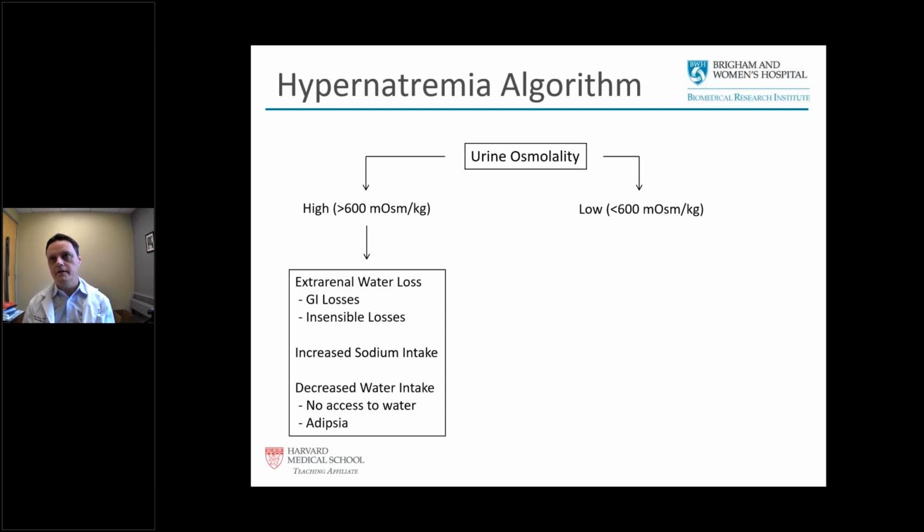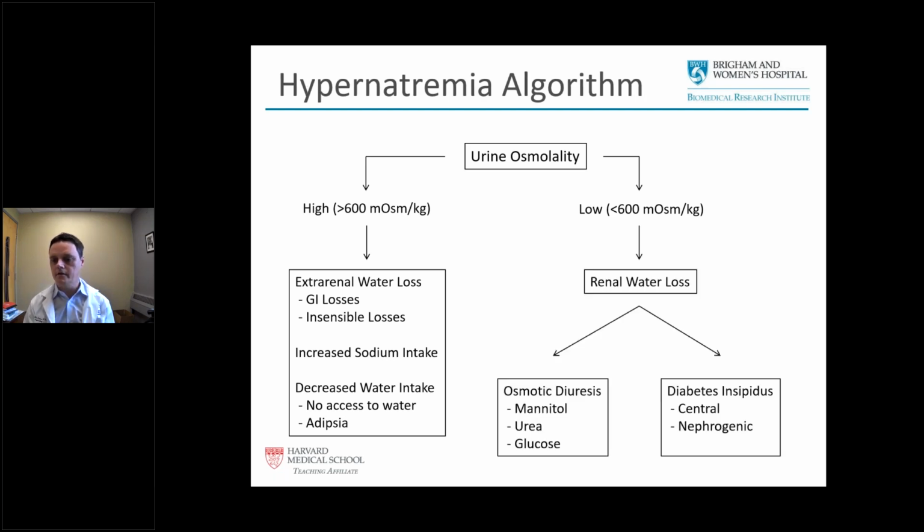Personally, I feel that a patient coming from a nursing home with high serum sodium levels and an increased urine osmolality means that they're not being treated properly in a nursing home, and it's a way you need to look for neglect because they're not getting enough free water.